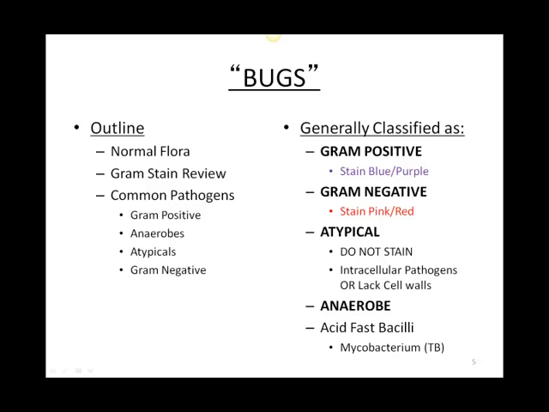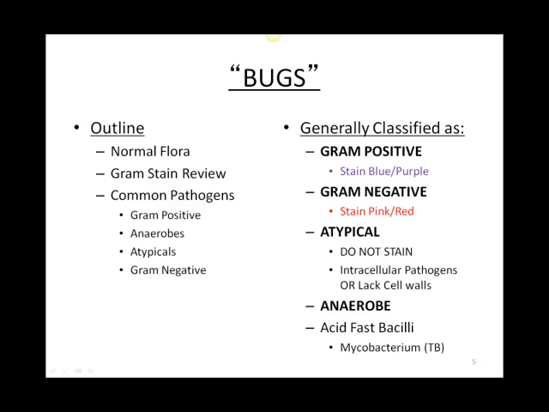And these are the 4 main categories we would like you to focus on, which is gram-positive bacteria, gram-negative bacteria, atypical bacteria, and anaerobic bacteria. We're really not going to be discussing in our 3 weeks Mycobacterium, which is specific for tuberculosis infections.